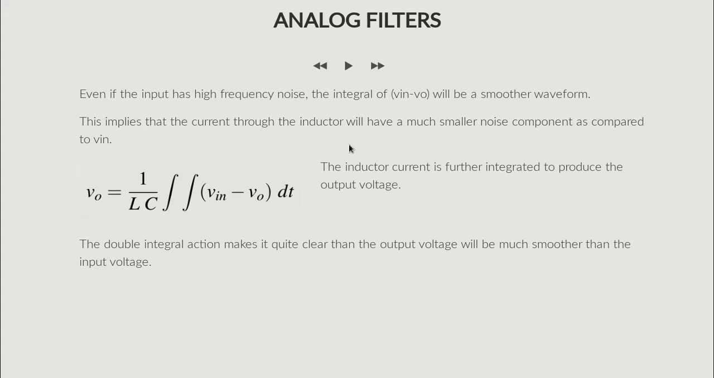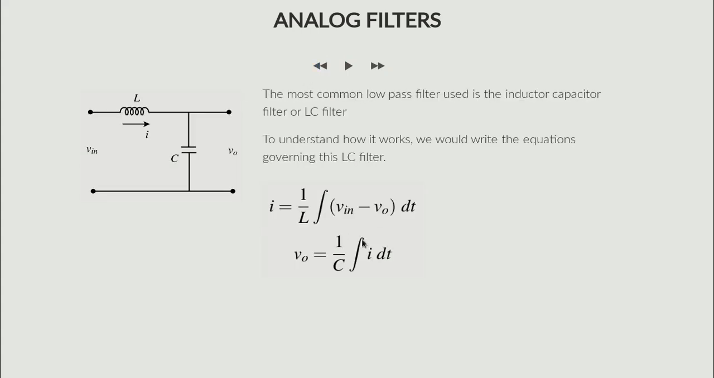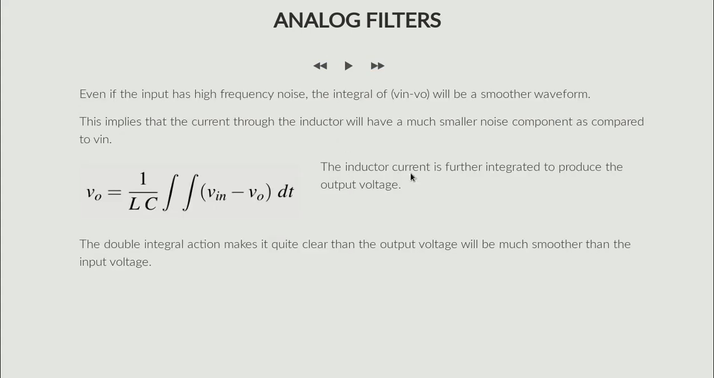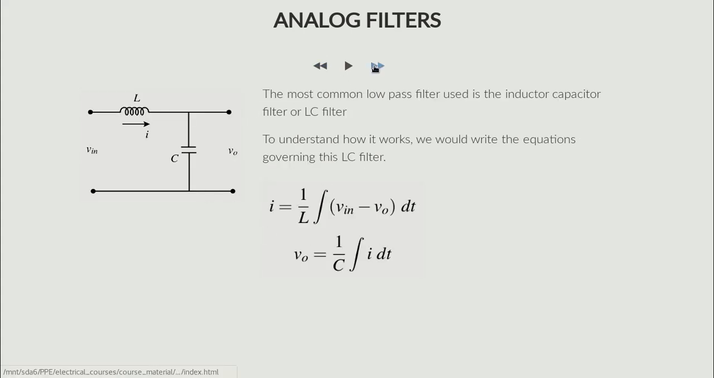Now, what actually happens is that the output voltage is another integral of the current. So there is actually a double integral taking place. This inductor current is further integrated to produce the output voltage. So this is the output voltage with respect to the input voltage: a double integral. There is the integral of the difference Vin minus Vo, and that is further integrated to form the output voltage. It's just combining these two equations.